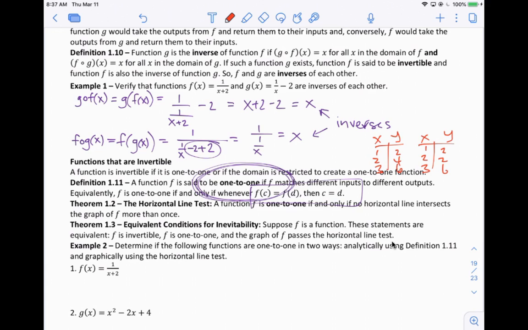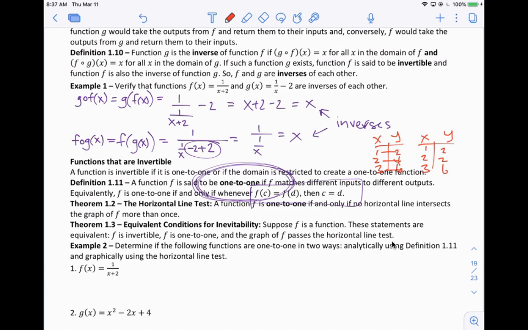1 is the only x that gives us 2. 2 is the only x that gives us 4. 3 is the only x that gives us 6. But the other one is not a one-to-one function. 1 gives us 2, but 2 also gives us 2. So we have two different x's giving us the same y. That's not one-to-one. Now the name is quite literal: 1x to 1y.